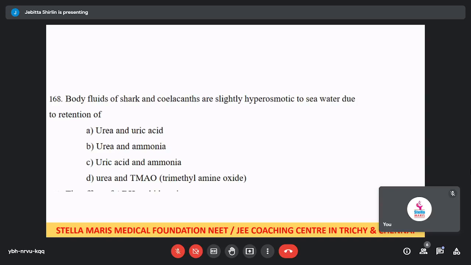So in fishes like some kinds of sharks and coelacanths, their body fluid is hyperosmotic to the seawater. Seawater is hyperosmotic because it has a higher concentration of salt in it. When you look at the seawater as well as the body fluid of these sharks or some coelacanths, it seems to be slightly higher, and that is mainly due to the deposition of two compounds, urea and TMAO, which is trimethyl amine oxide. Please remember that. Don't forget. Next question.